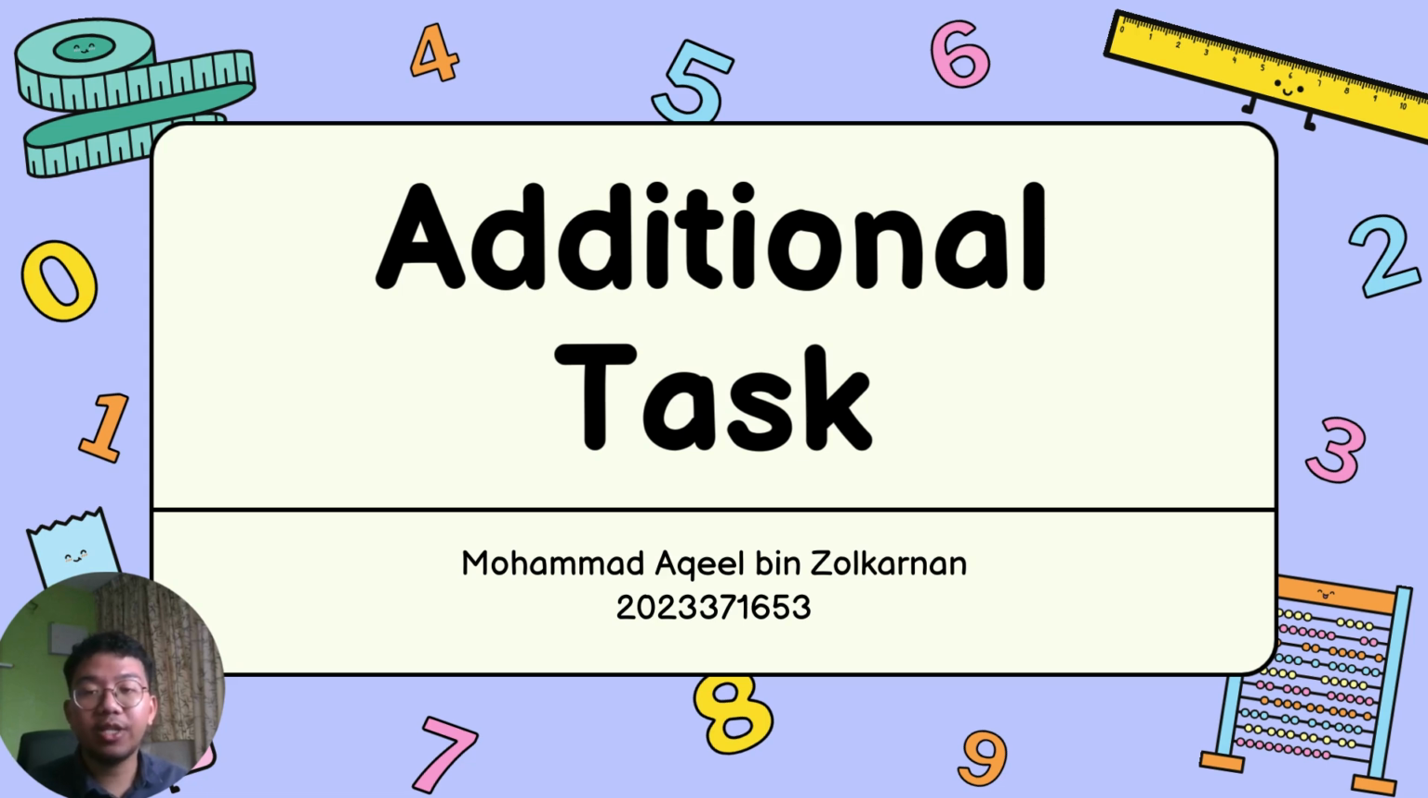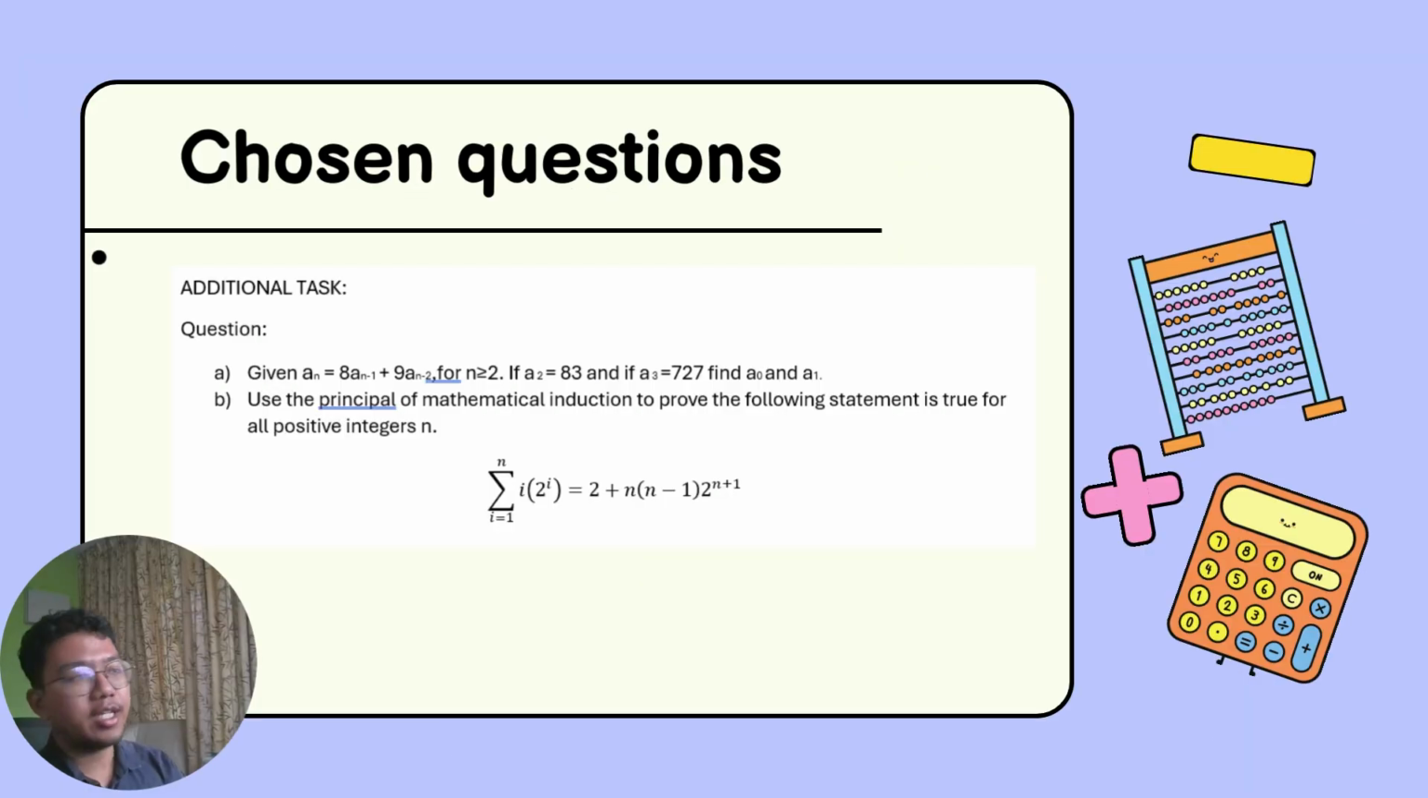For today, I will be showing my additional task question. For the additional task, here is the question that I have chosen. The first question is about recurrence relation, where given a_n equals 8 times a_(n-1) plus 9 times a_(n-2) for n bigger than or equal to 2, if a_2 equals 83 and if a_3 equals 727, find the value for a_0 and a_1.